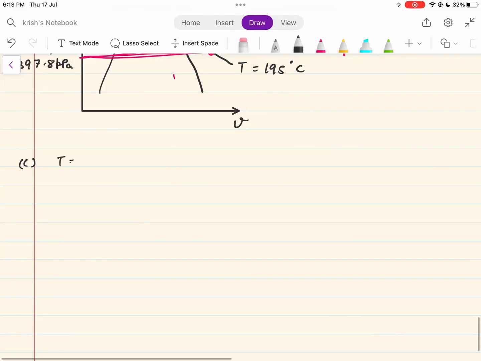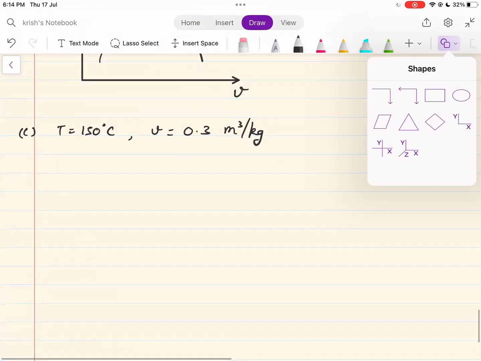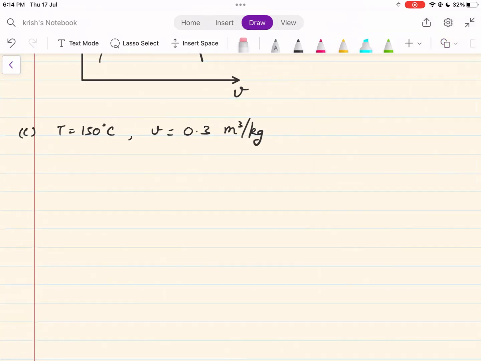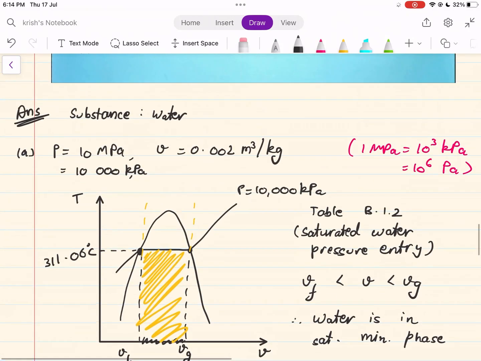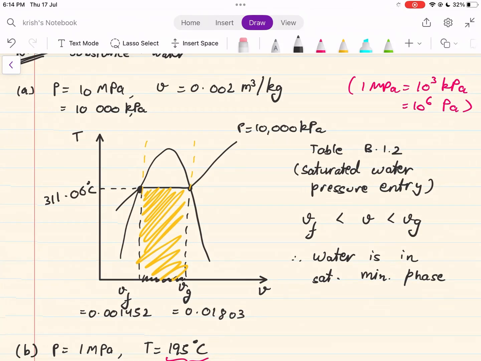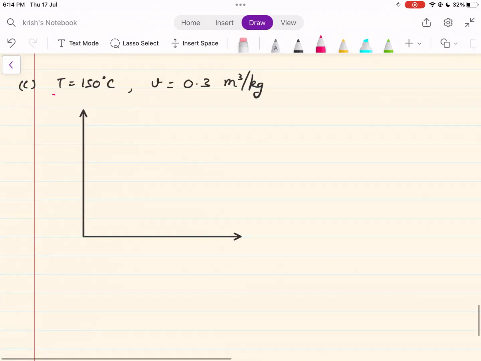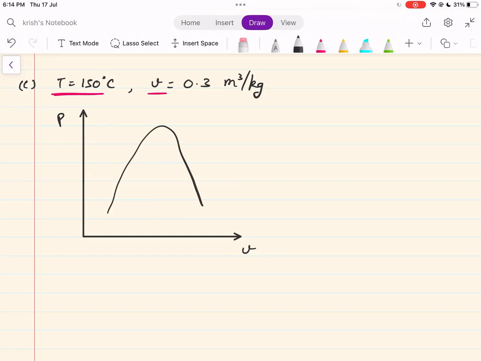It is similar to part A. We are given T as 150 degrees Celsius and specific volume as 0.3 meter cube per kg. Let's draw the, as we are given T and V, here we were given P and V, and we drew the TV diagram. If we are given T and V, we will draw the PV diagram.